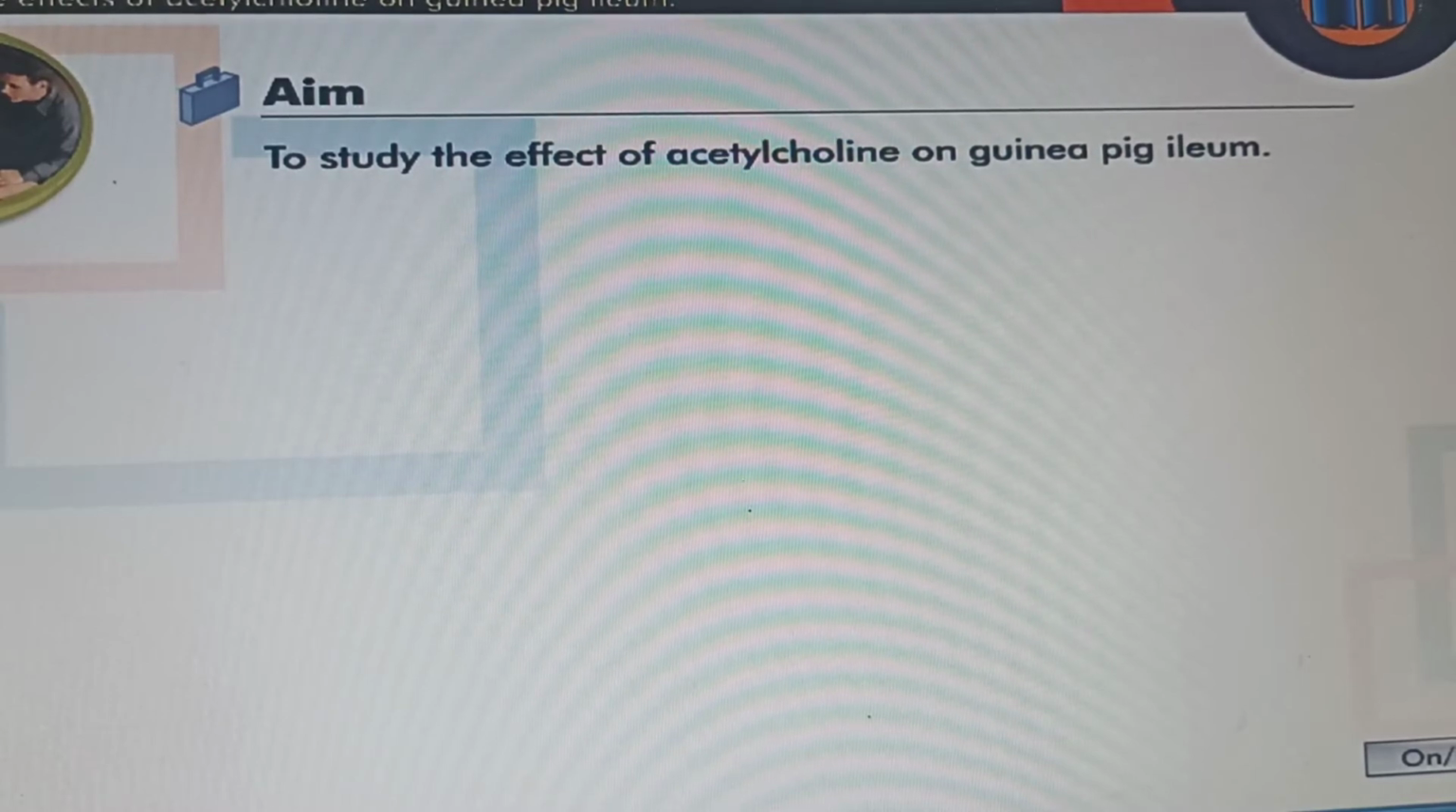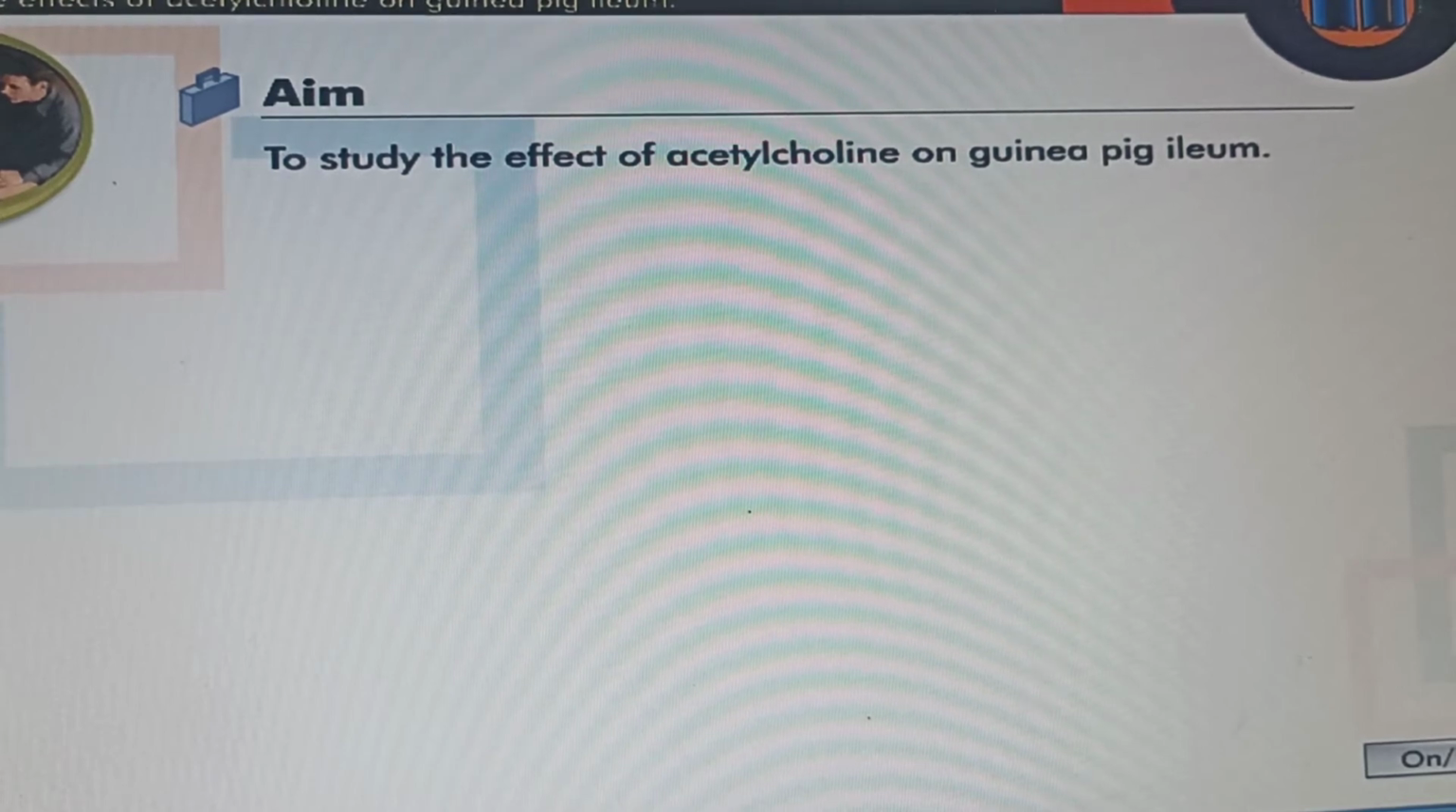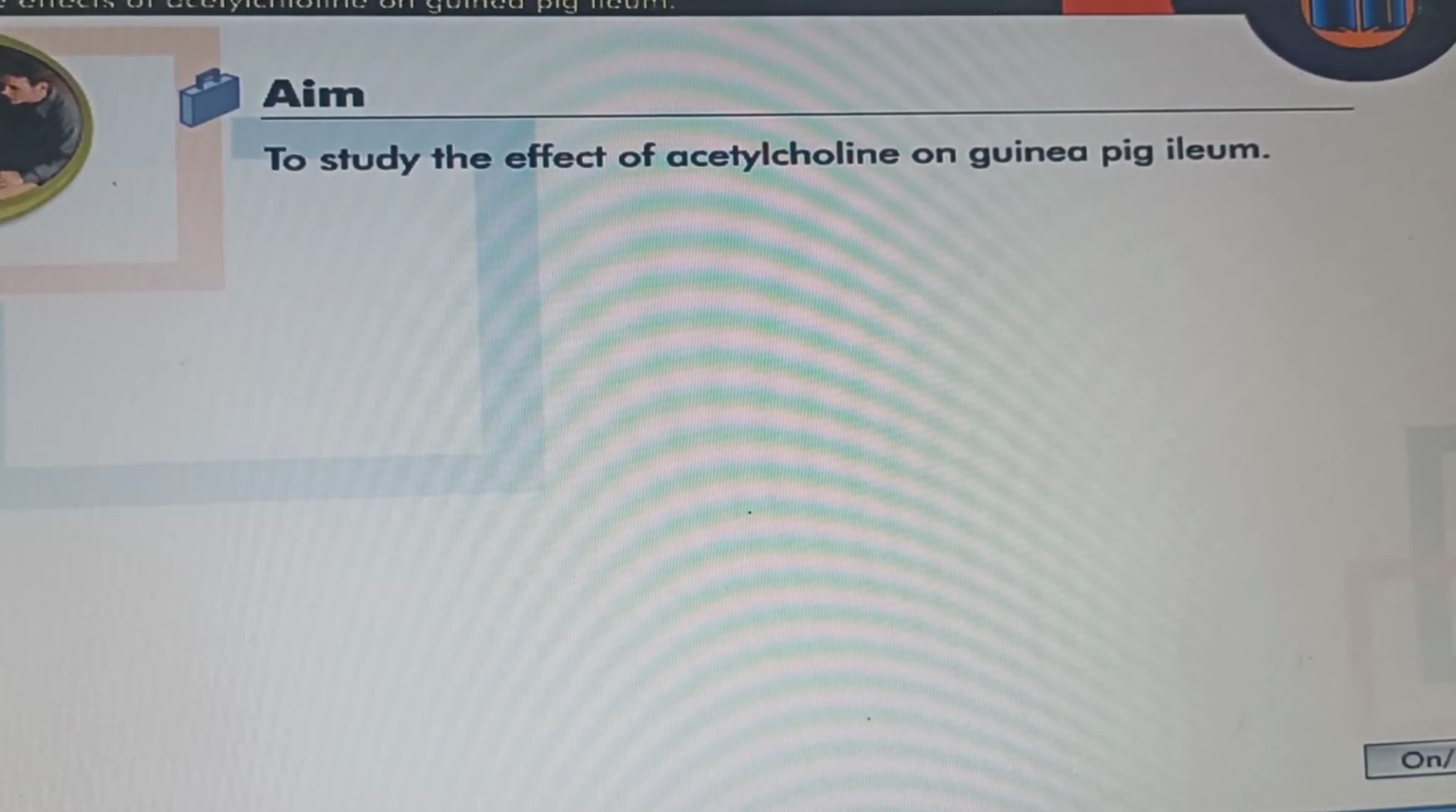Hello dear students, the aim of this experiment is to study the effect of acetylcholine on guinea pig ileum. So let's have a look.